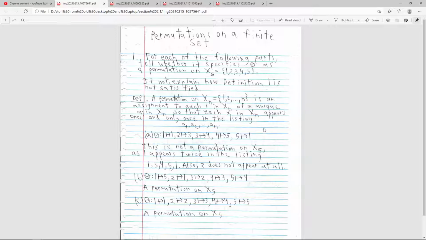It's basically saying that you can't have the same... it has to be one-to-one pretty much. That's what we're looking for, number one. That's the main thing we look for right now, is permutations.